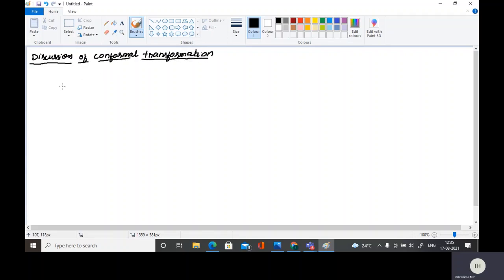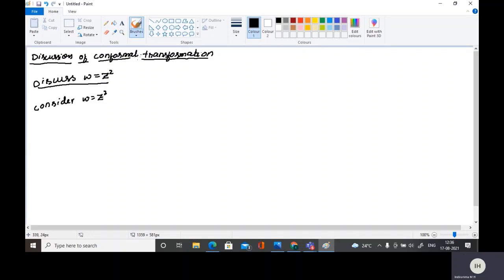First we are going to discuss the transformation W is equal to Z square. The transformation W is equal to Z square we are going to discuss now. So first we have to consider that W is equal to Z square.